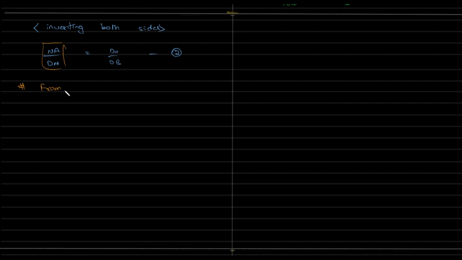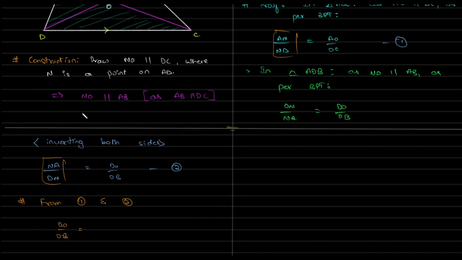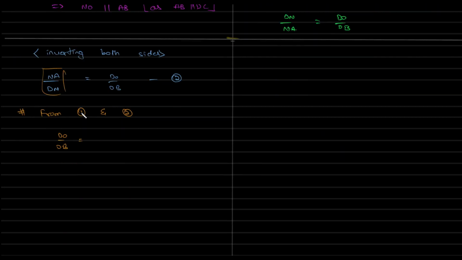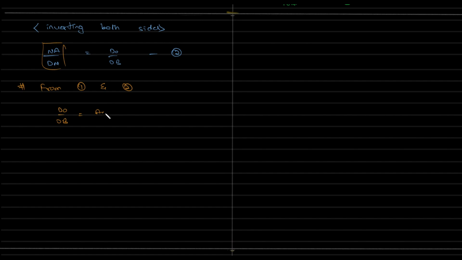So from 1 and 2, we have DO by OB is equal to, what is the other ratio? AO by OC. All you have to do is cross multiply. So we have DO by OA is equal to OB by OC, hence proved.